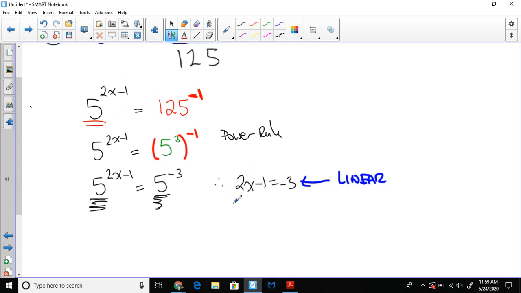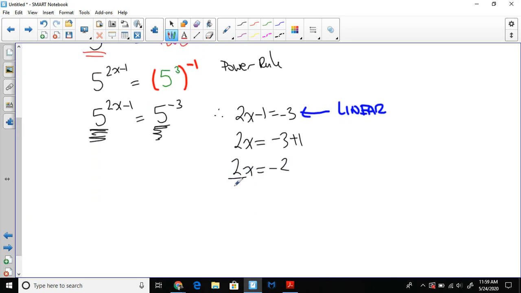which is all this stuff here. All right. So I'll move the negative 1 across. I get negative 3 plus 1. 2x equals negative 2. Divide both sides by 2. And x is equal to negative 1. That is my answer. Okay? So hopefully that's all right.